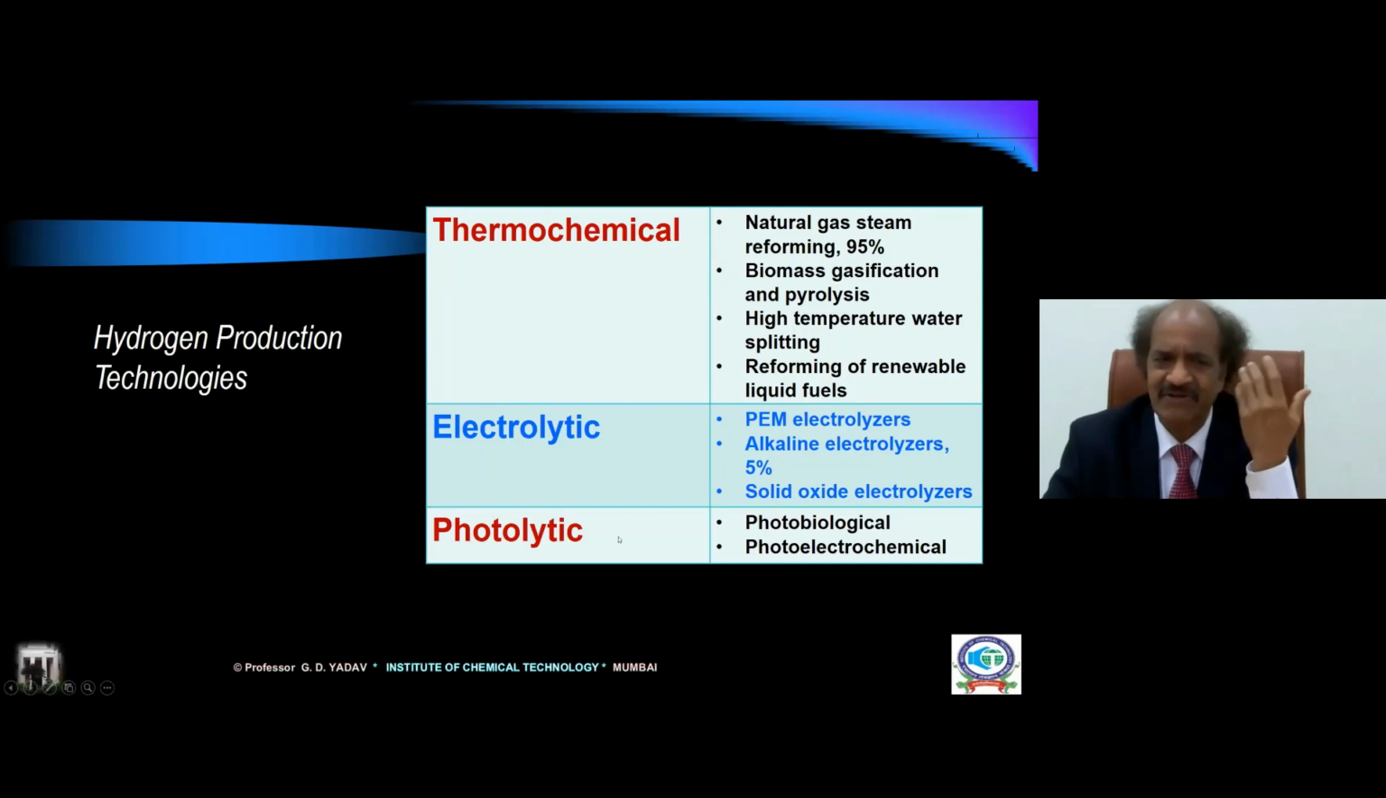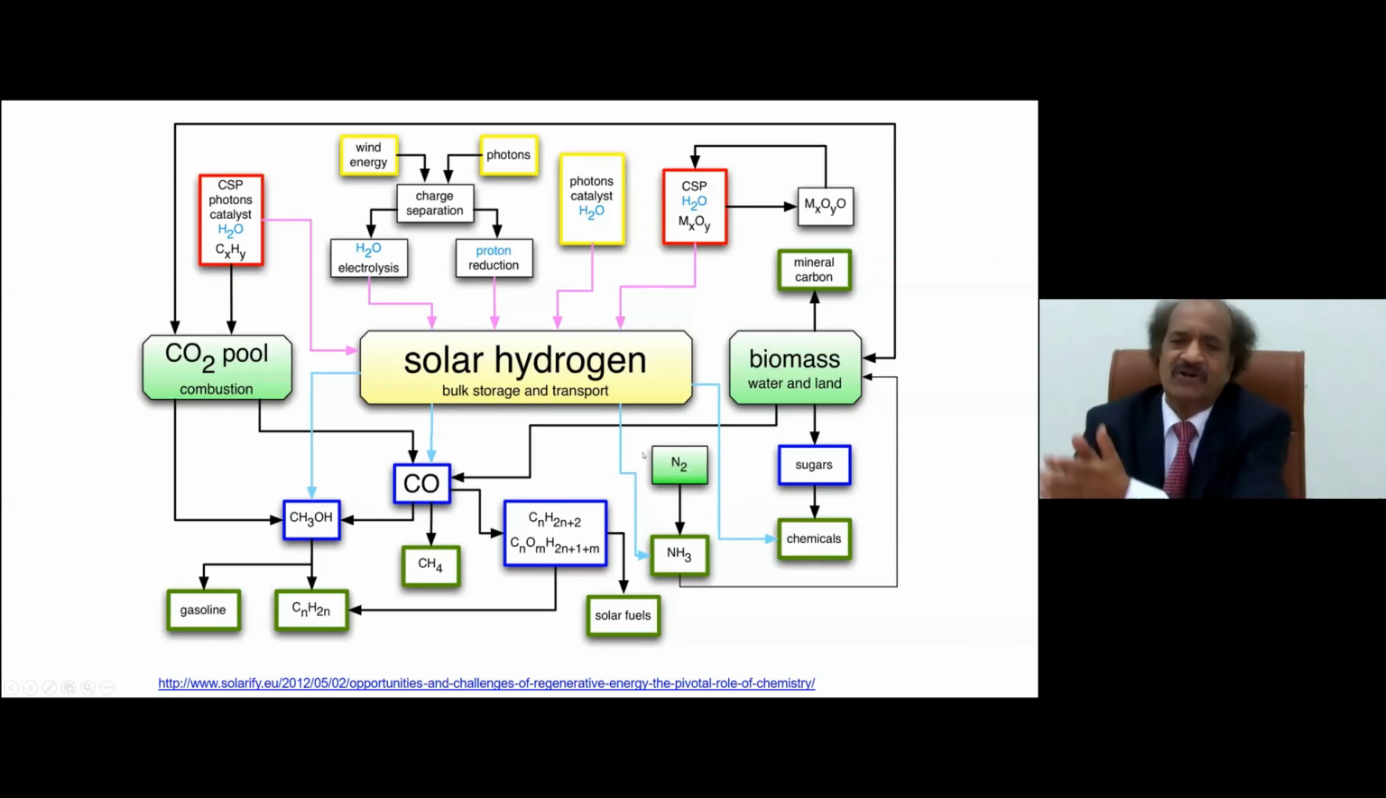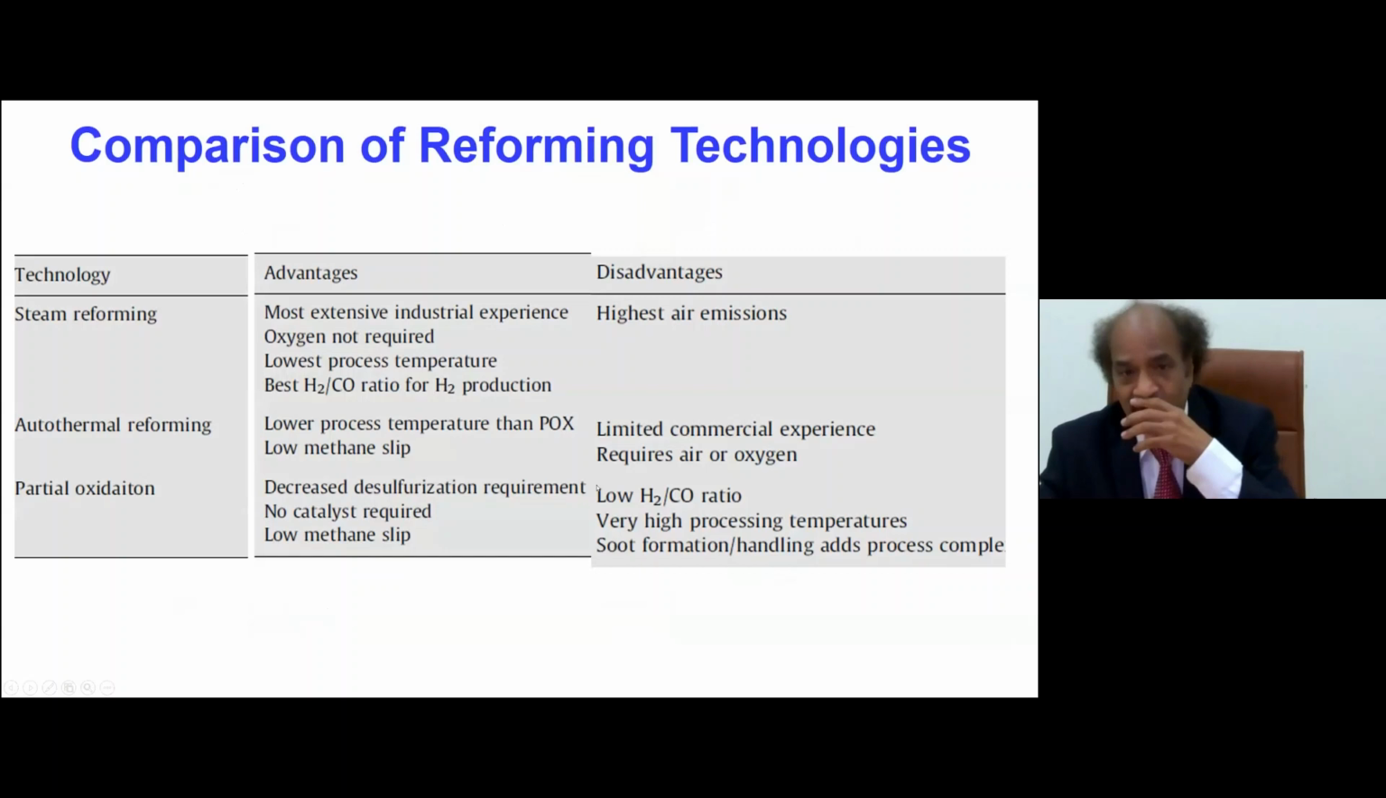This is the source of energy. For example, you have the iodine sulfur cycle or the copper chlorine cycle, which I'm going to talk about. If you look at the reforming technologies, steam reforming is the most widely used and mature technology. If I'm trying to develop a technology, I must compare with what is available in the market and where I stand. Sometimes you may get beautiful results on the laboratory scale, but when you try to scale it up, you go flat because you don't know how the scale up is to be achieved.